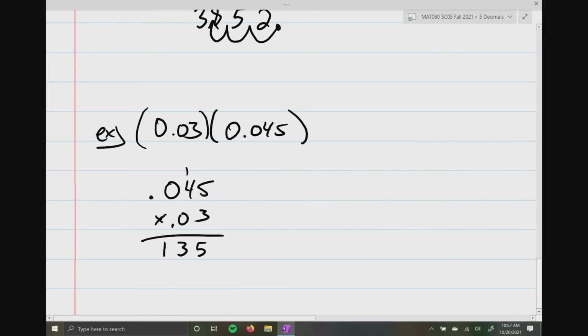Step 2. There are 3 decimal places in the first number. There are 2 decimal places in the second number. So that's going to be a total of 5. Step 3. In my answer, I place a decimal on the far right side, and I move it to the left 5 times. So 1, 2, 3, 4, and 5.